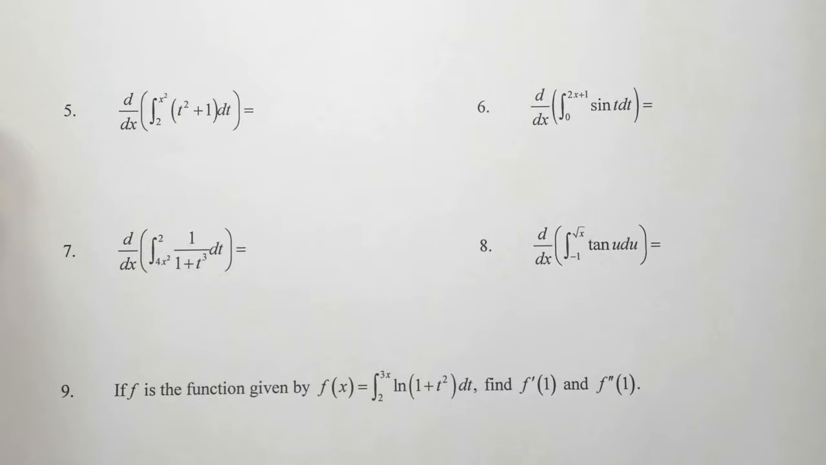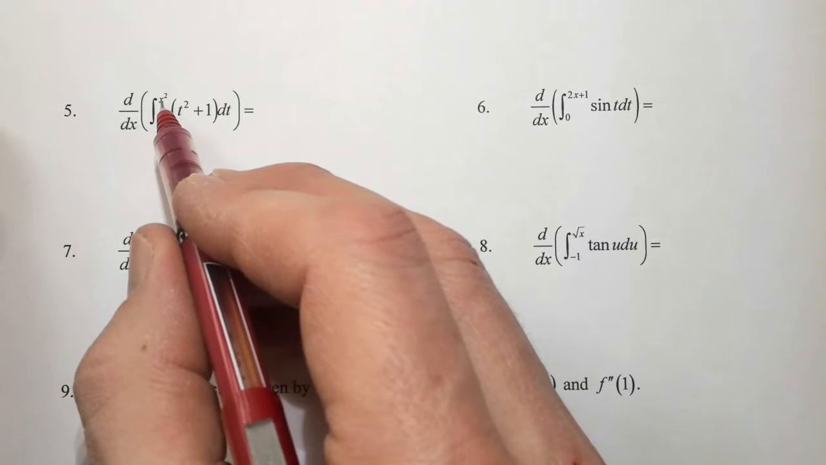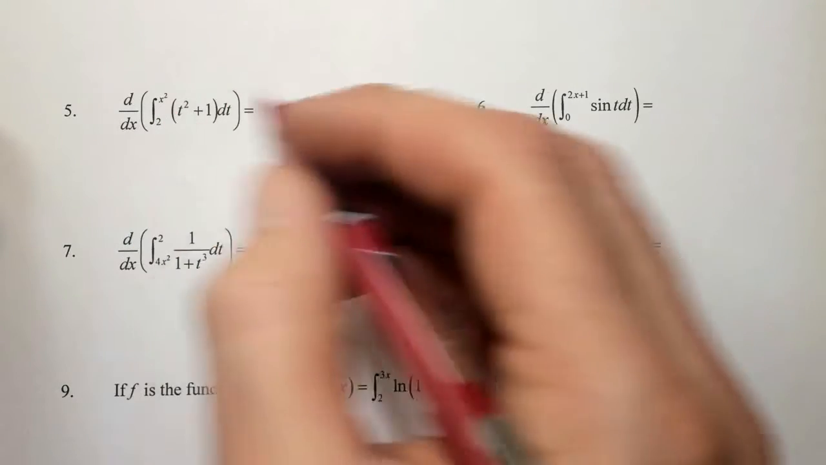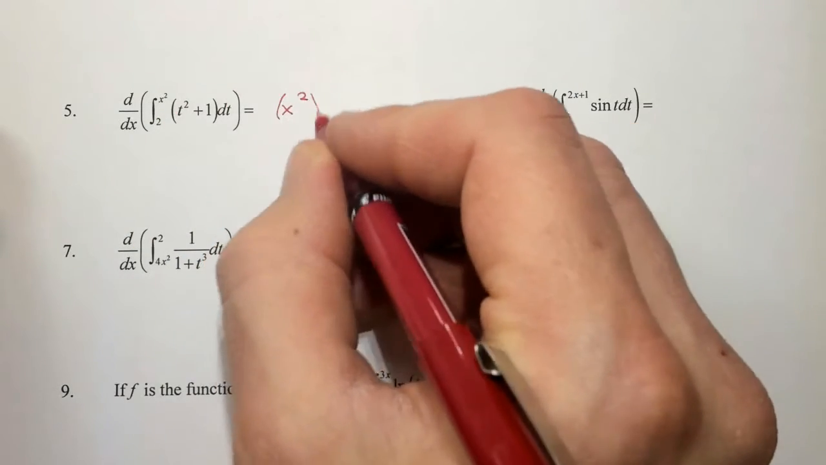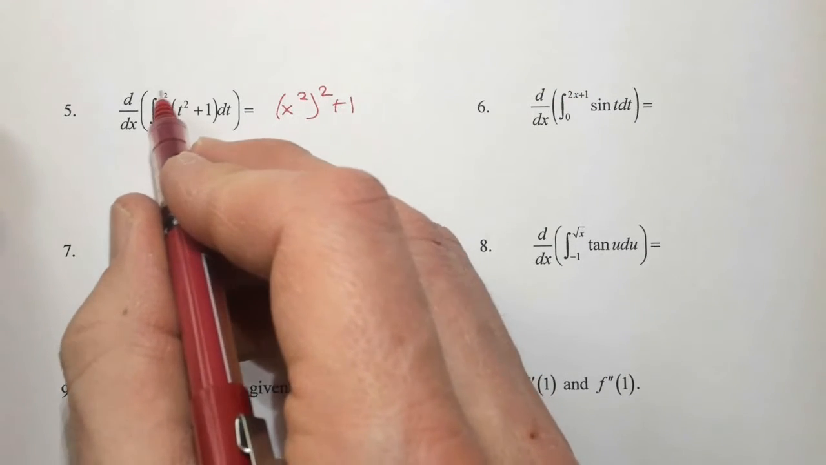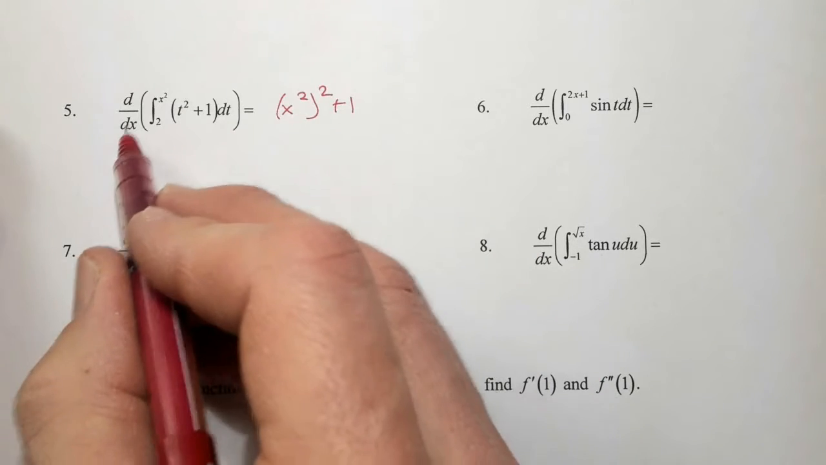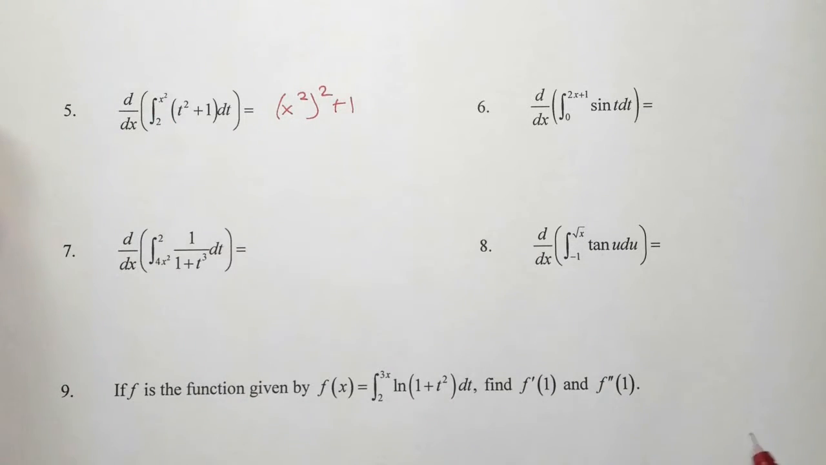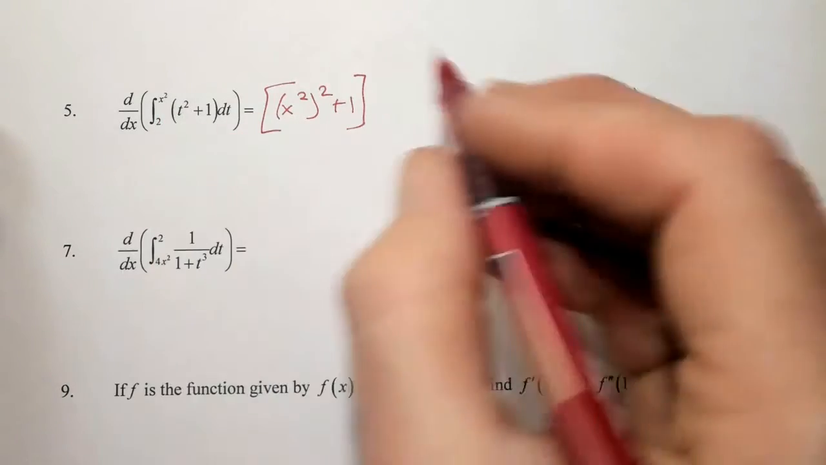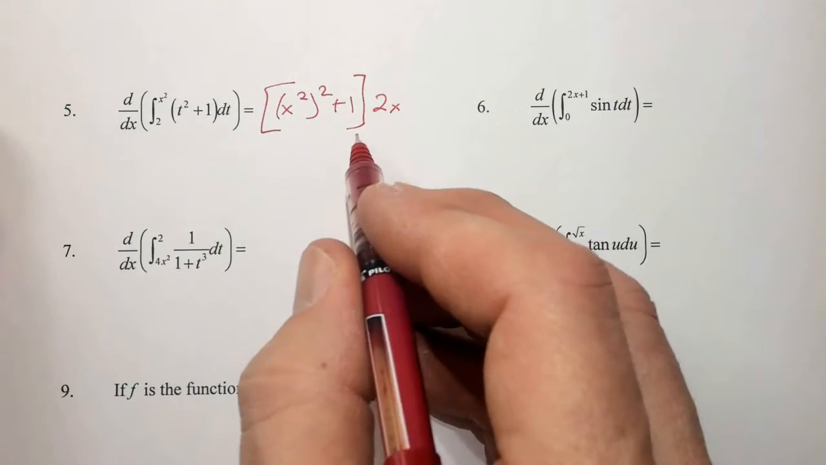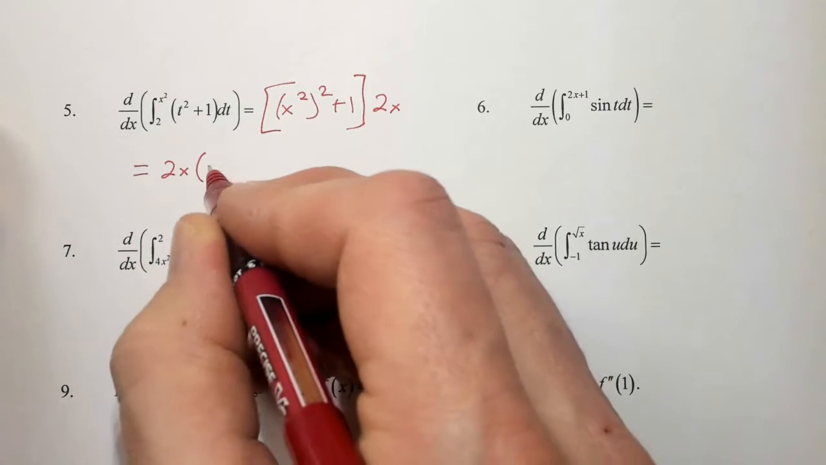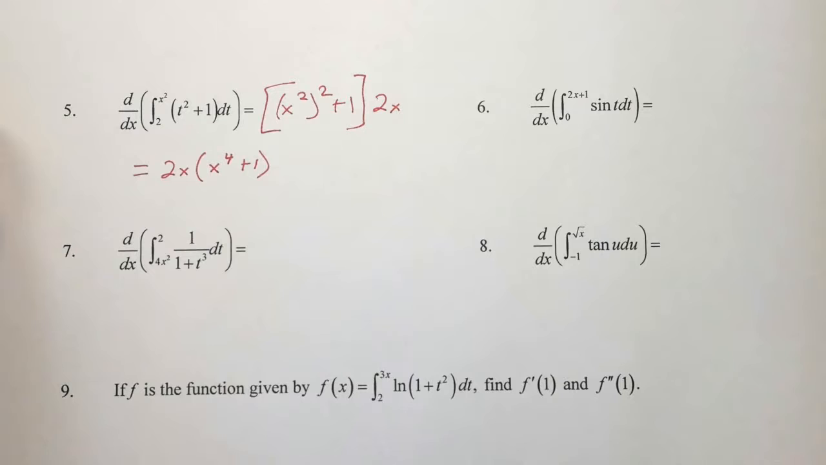For problem number 5, now we have an inner function, x squared. So we replace t with x squared, like so, but then we have to multiply by the derivative of the inner function because we're taking a derivative. There's an inner function, which means we must use the chain rule. So we have to multiply this entire thing by the derivative of x squared, which is 2x. So this answer is fine here, but keep in mind also that this could be simplified to 2x times x to the 4th plus 1.